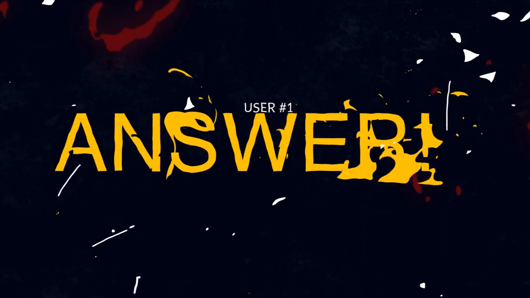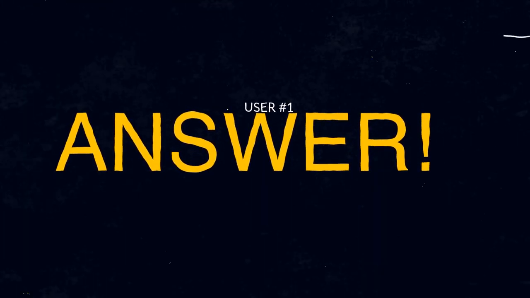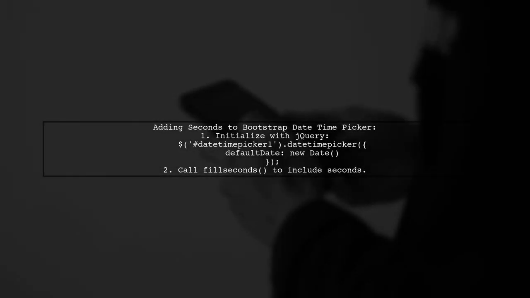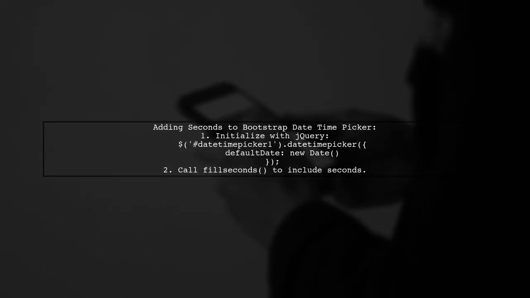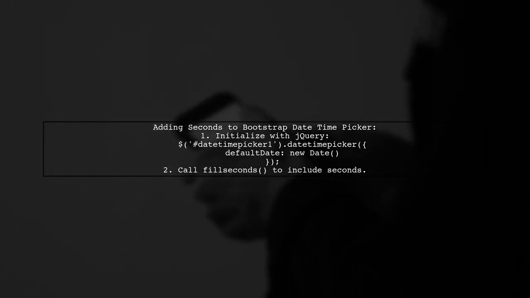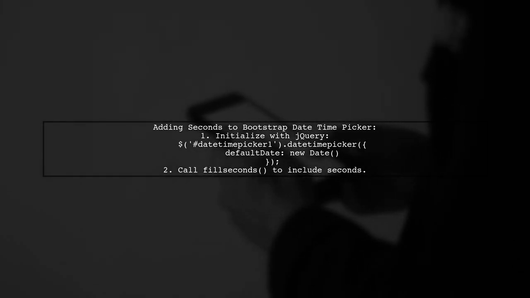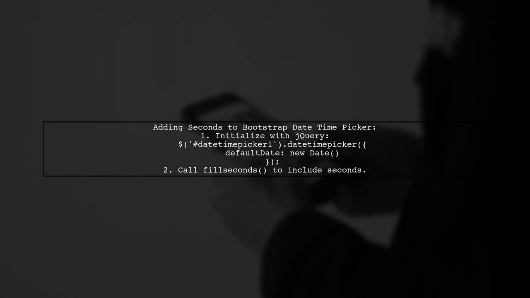Let's now look at a user-suggested answer. To add seconds to the Bootstrap Date Time Picker, you can initialize it with jQuery. Use the Date Time Picker method and set the default date to the current date and time. Don't forget to call the Fill Seconds function to include seconds.